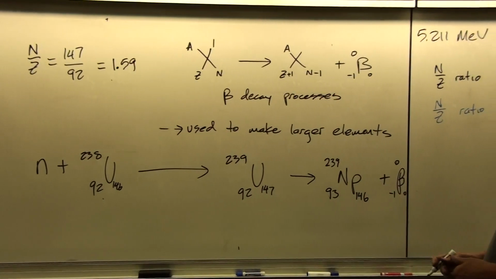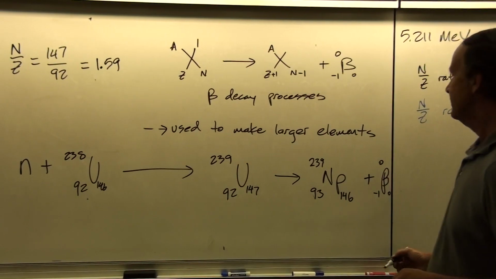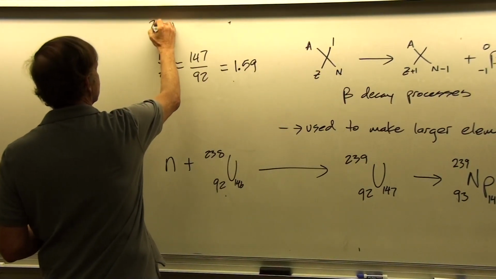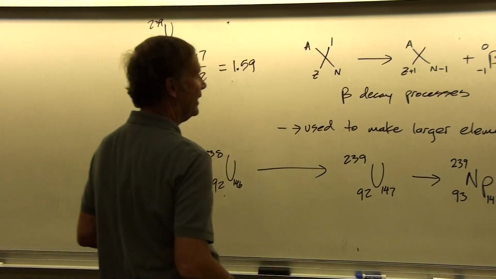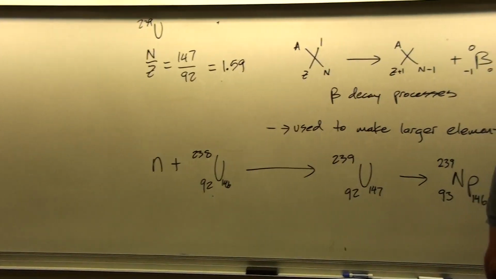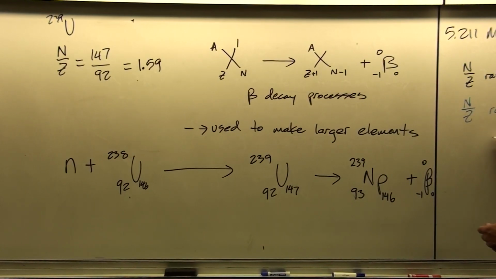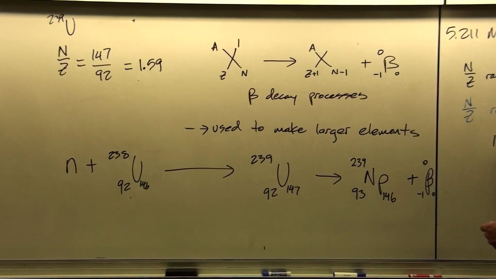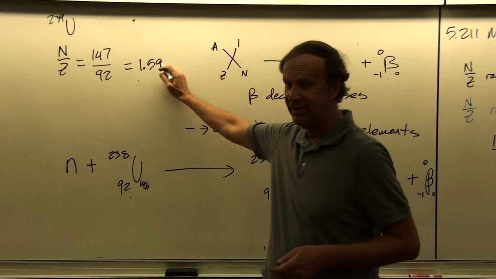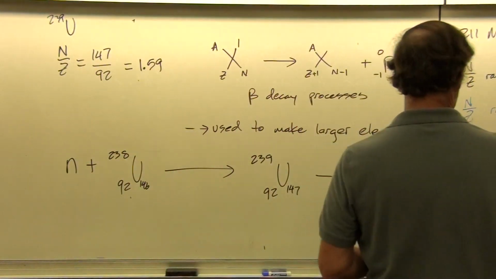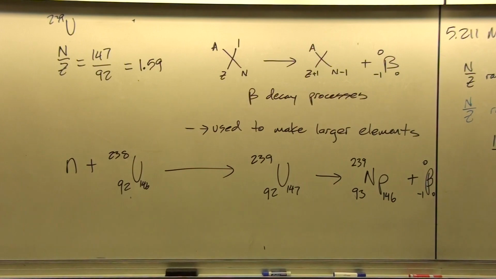Okay, so we've made a little bit of Neptunian. But if this is the N to Z ratio for U-239, let's check it out for Neptunian 239. Is that going to be happy with that ratio? Well, maybe not. 146 divided by 93. It's going to be less than 1.59, but I'm still guessing it's going to be greater than 1.5. I hope it is, because I'm saying that it will be for this example.